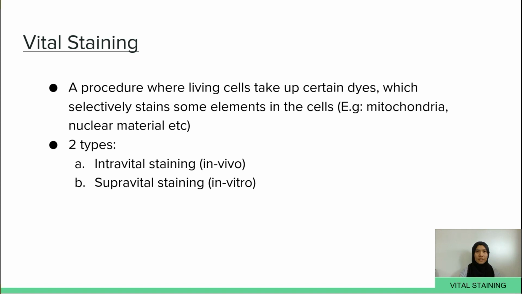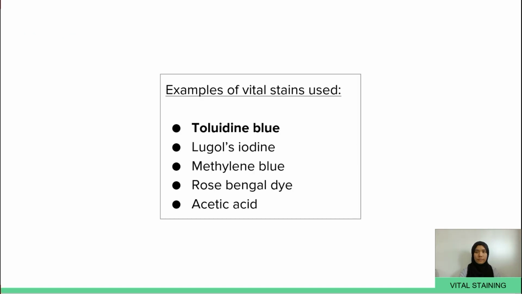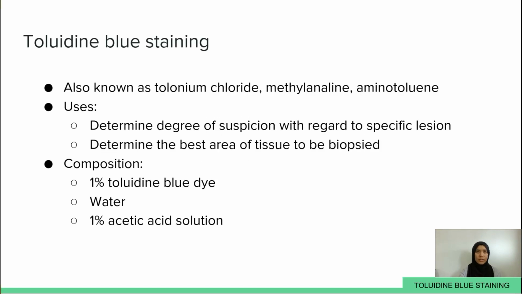So the next test is vital staining. Vital staining is a procedure where living cells take up certain dyes which selectively stain some elements in the cells, like mitochondria, nuclear material, etc. There are two types of vital staining. The first is intravital staining, which is done in vivo, and the second is supravital staining, which is done in vitro. Examples of vital stains that can be used are toluidine blue stain, Lugol's iodine, methylene blue, rose bengal dye, and acetic acid. The most common stain that we use is the toluidine blue stain.